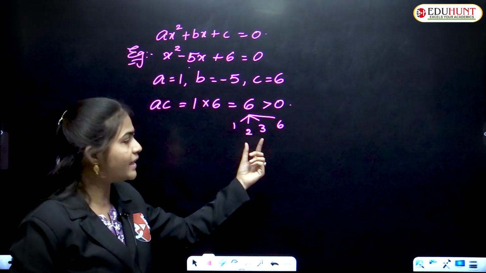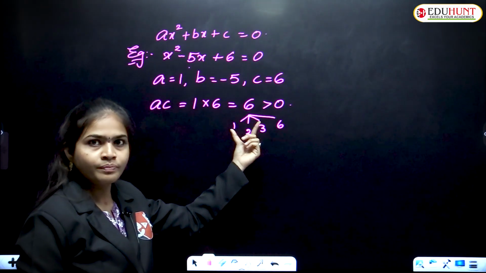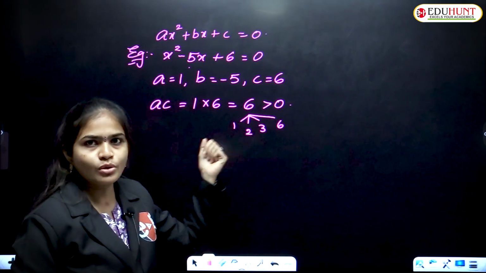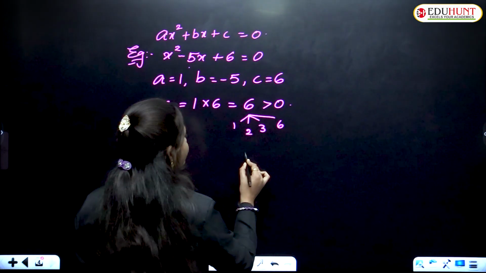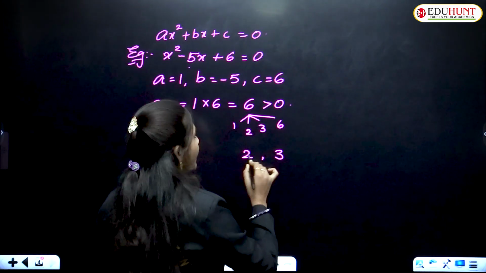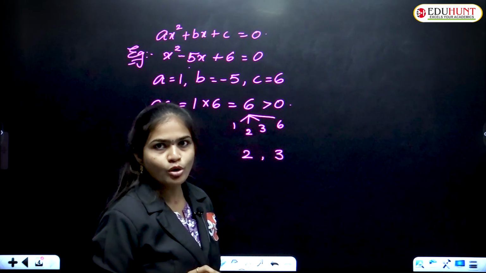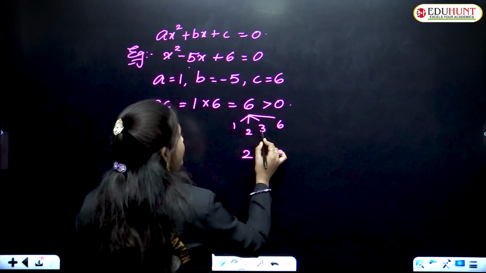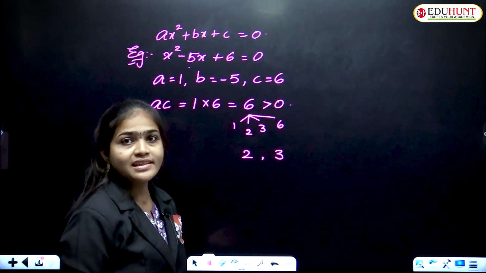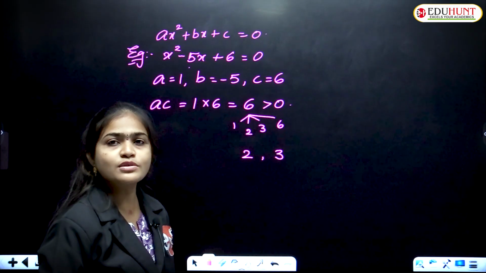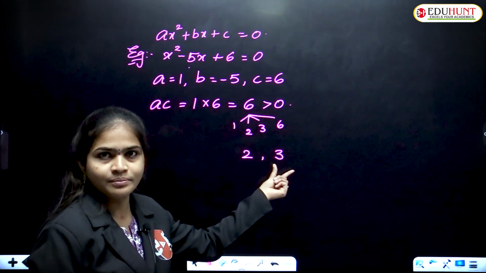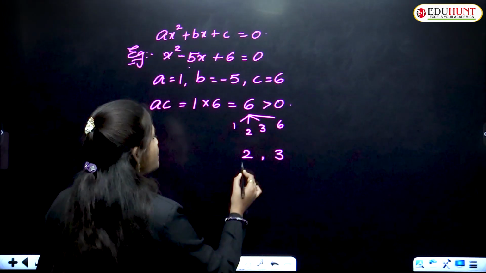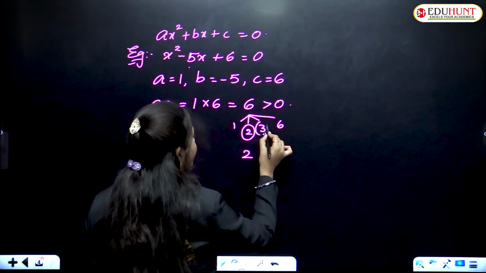So not satisfying. Next, 1 plus 3, 4. Next, 1 plus 6, 7. Not satisfying. 2 plus 3, 5. So satisfying: 2 and 3. Next, 2 plus 6, 8. Not satisfying. Next, 3 plus 6, 9. It is also not satisfying. So which pair of factors is satisfying? 2 and 3. Am I clear to you? So that's why we take 2 and 3.